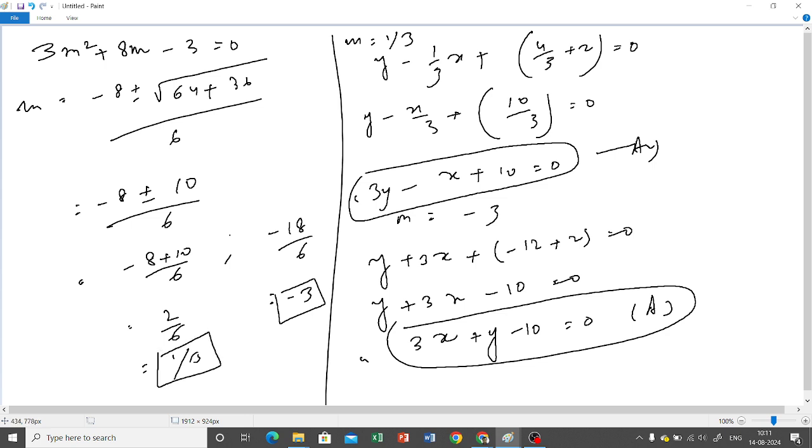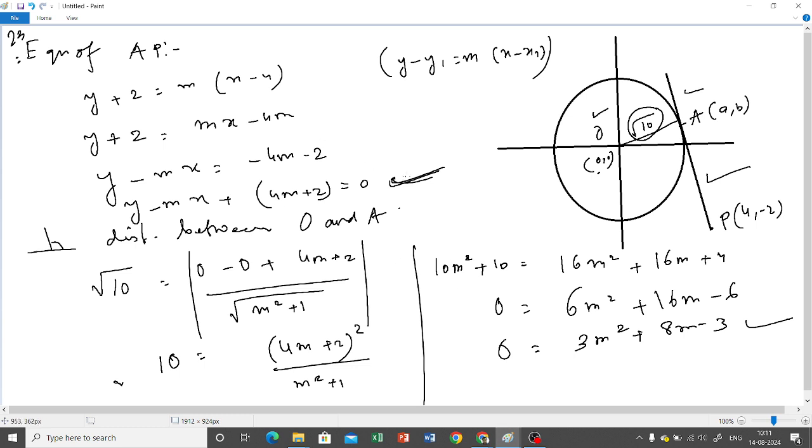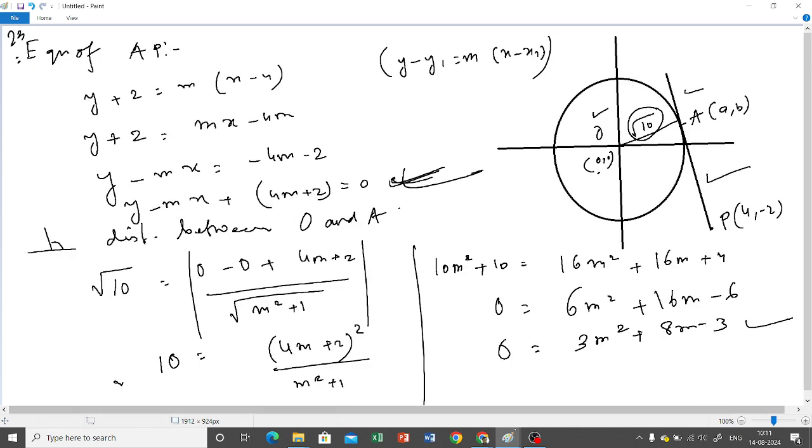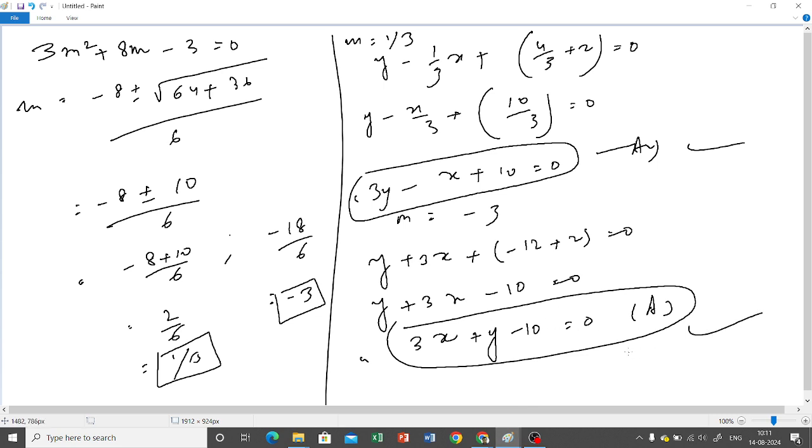Now when m is equal to 1 by 3, just put the value of m in this equation. So y minus 1 by 3 into x plus 4, 1 by 3 plus 2, and that gives me this. Now put m equal to minus 3 in the same equation, and you get this. Did you understand?